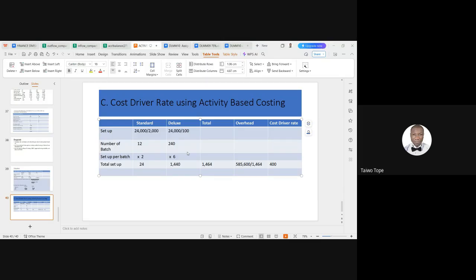You can see in the first example, the first requirement, we only use labor hours to spread the overhead. The total overhead, we spread it based on the labor hour. But in this case now, we are not doing that. We pick the activities one after the other and try to justify why the cost is allocated to them. So the cost driver rate for setup is 400. Any other person that is still confused, you don't know how we arrive at this 400?